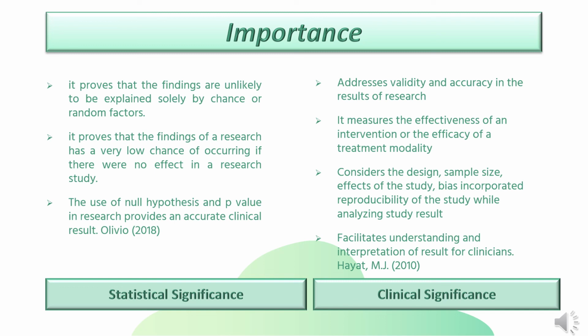Statistical significance, the use of null hypothesis and p-value in research, provides an accurate clinical result. Clinical significance is important because it addresses validity and accuracy in the result of a research. It measures the effectiveness of an intervention or the efficacy of a treatment modality. Clinical significance considers the design, sample size, effect of the study, and bias incorporated in the study while analyzing study results. Clinical significance facilitates understanding and interpretation of results for clinicians.